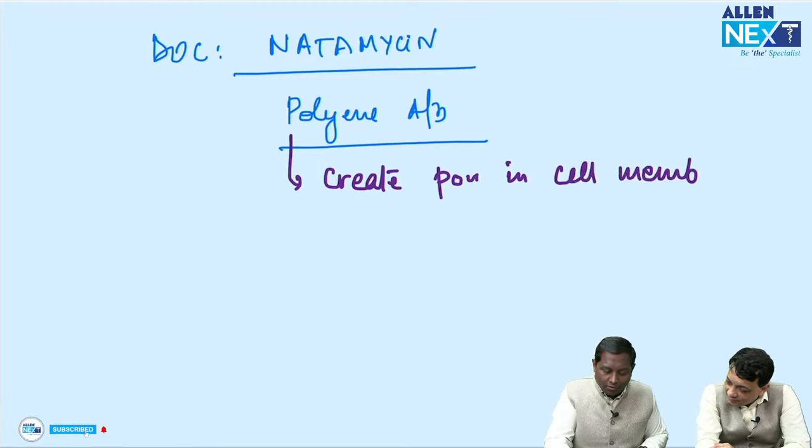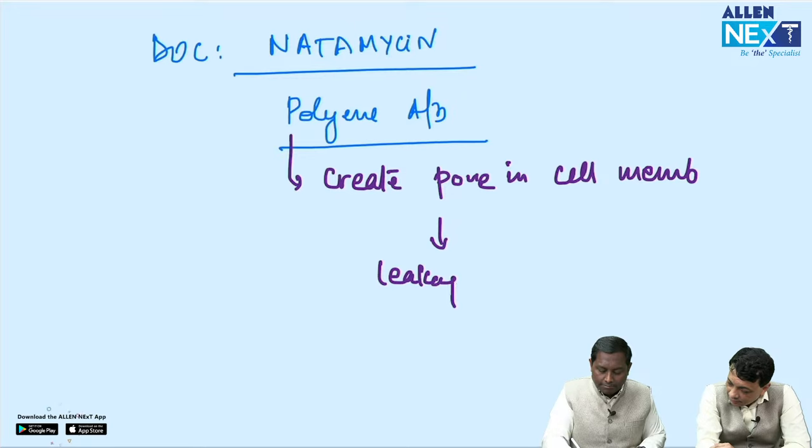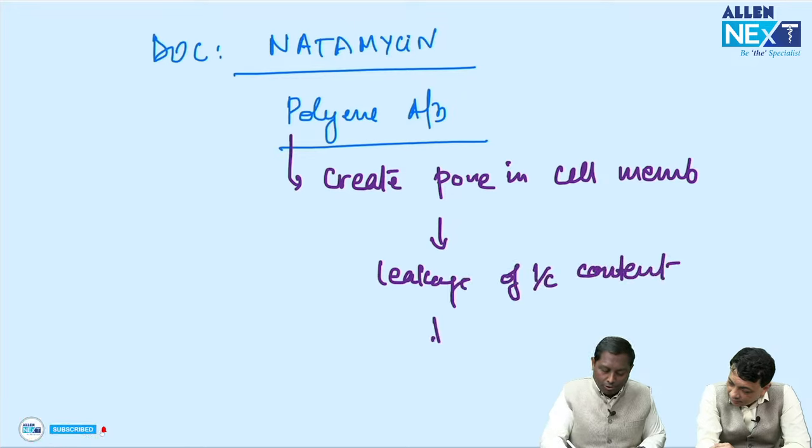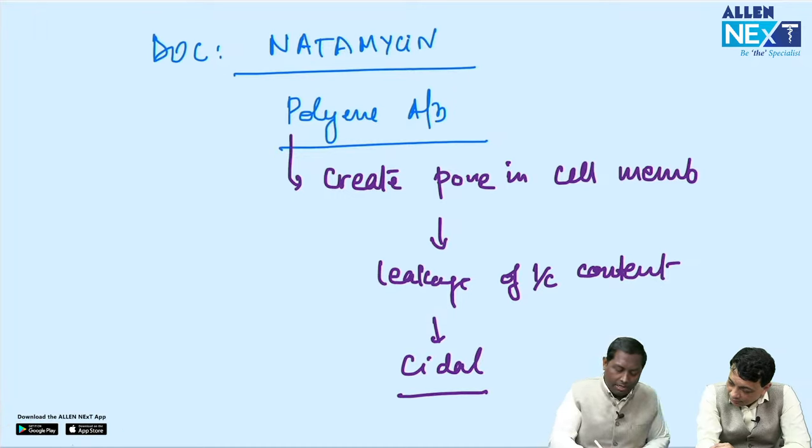And the rest of the scenario will be the same. Whenever a pore is created in the fungal cell membrane, there is going to be leakage of the intracellular content outside, and again, they will produce the cidal effect. So, we have only one topically available agent, that is known as natamycin.